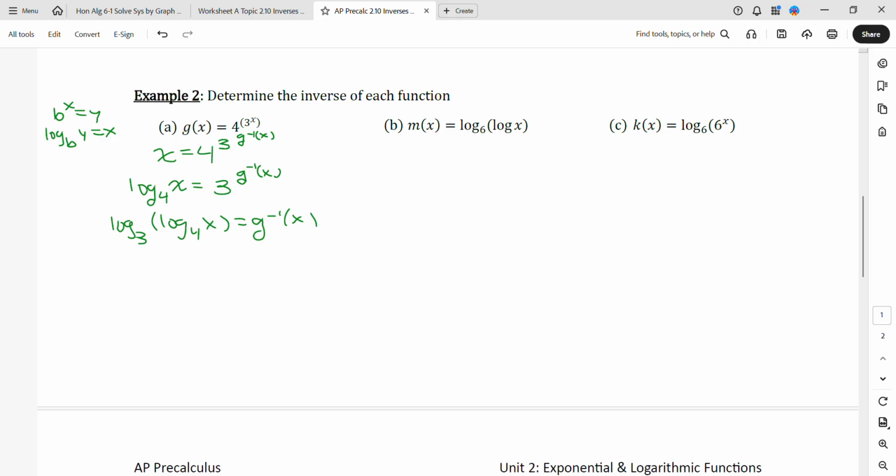And you can't just divide by 3. No, because we're not multiplying. Because this is 3 raised to the inverse of g, not 3 times the inverse of g.